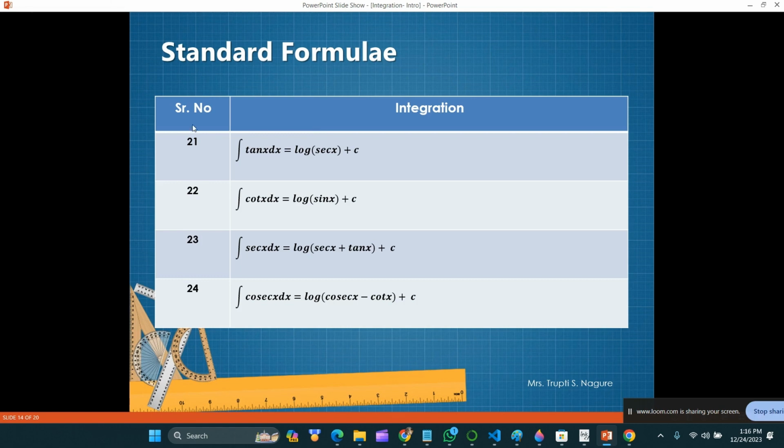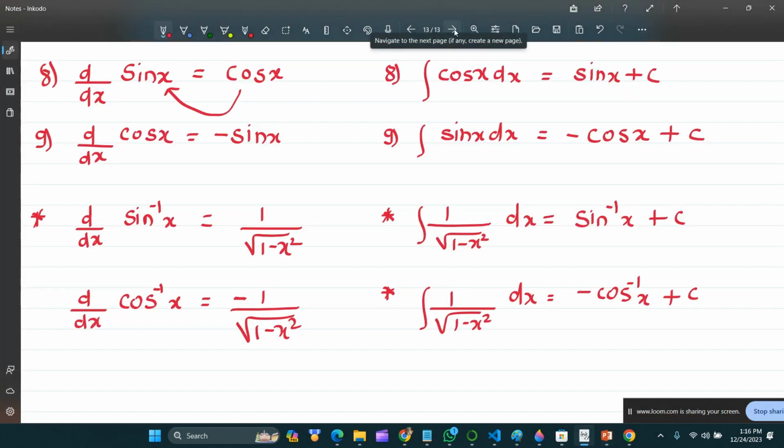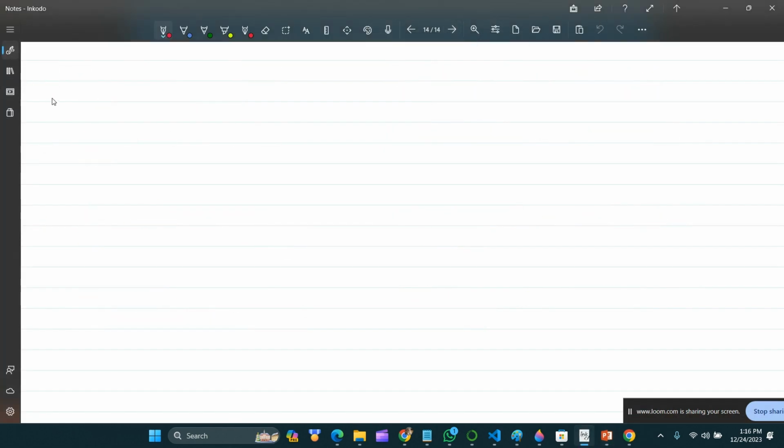Next, some important integrations that are different from derivatives: the integration of tan x dx is equal to log of sec x plus c. I will explain this by the concept or definition of integration. So first, take the derivative of log of sec x, plus c.